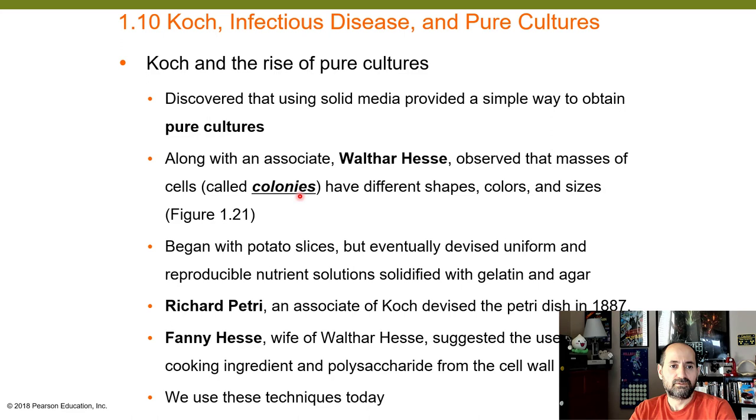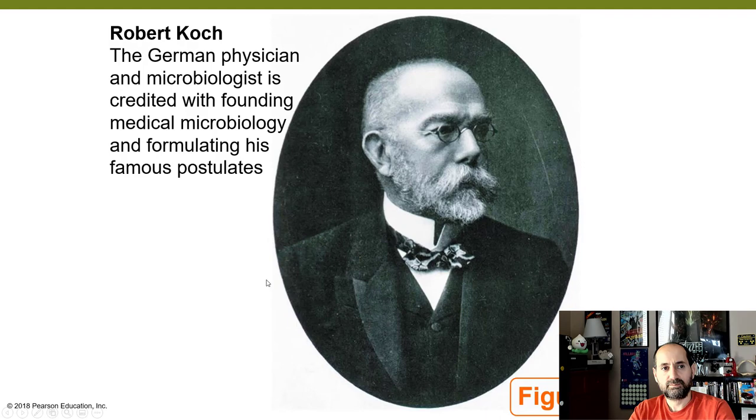And noticed that these colonies have different shapes, different colors, different sizes. They started with those potato slices I told you about, but then moved on to gelatin agar. It was Richard Petri who devised the Petri dish. It was Fanny Hesse who suggested the use of agar, and we use many, many of these techniques today. So here's a picture of Robert Koch.